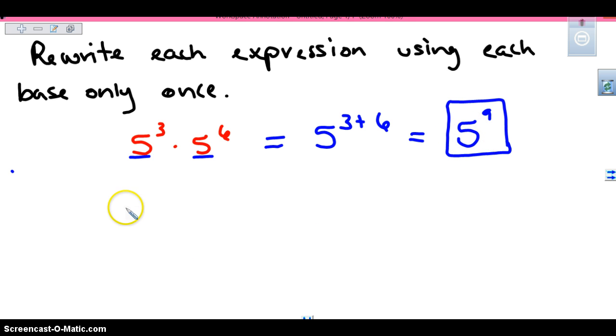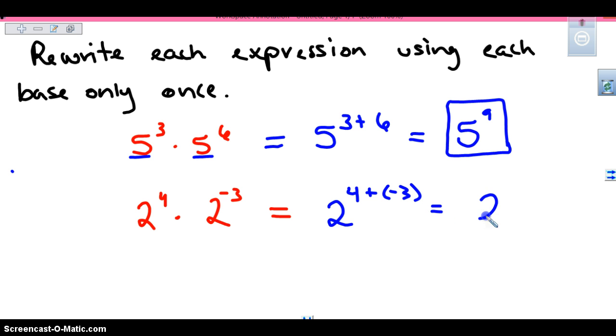Try another one. We have 2 to the 4th power times 2 to the negative 3rd power. What would this equal? What's the base? 2, and the exponent 4 plus negative 3. This means 2 to the 1st power, or just 2.